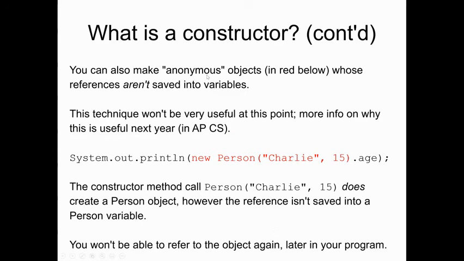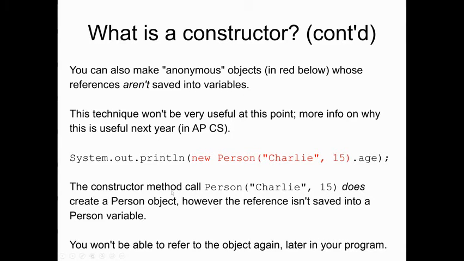You can also make anonymous objects, in red below, whose references aren't saved into variables. This technique won't be very useful at this point. More info on why this is useful next year in AP Computer Science A. So here we have a print statement, and you can print information about Charlie. This would print 15, as this person is being constructed to have an age of 15, and then we're asking that object to give its name, or I'm sorry, to give its age.